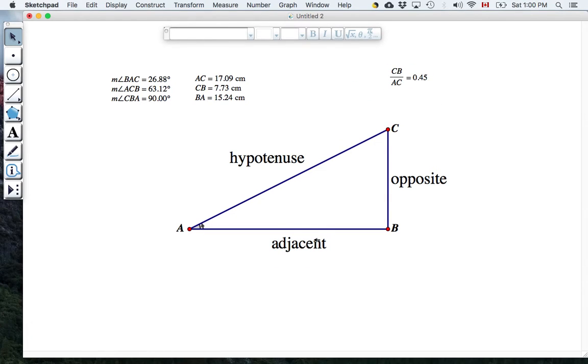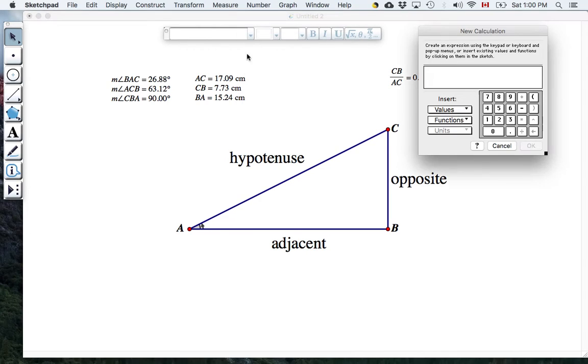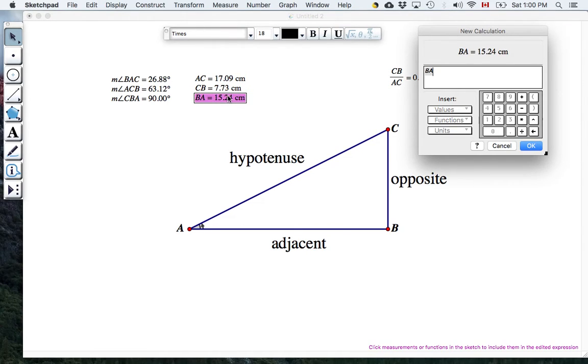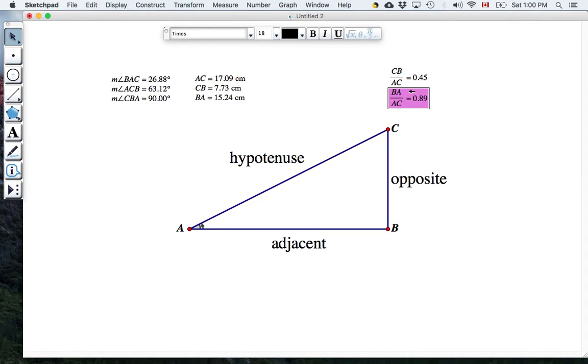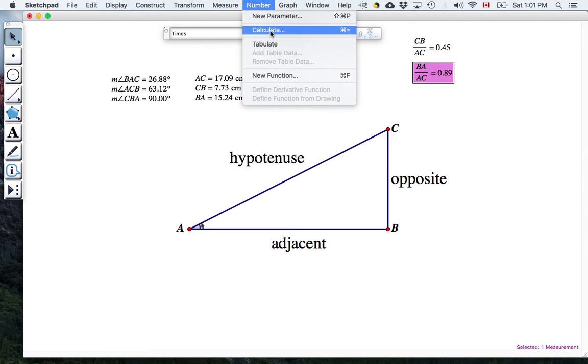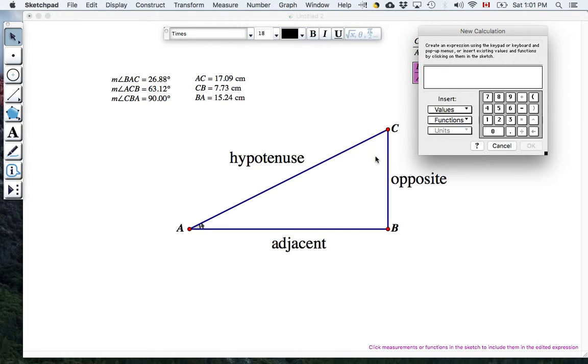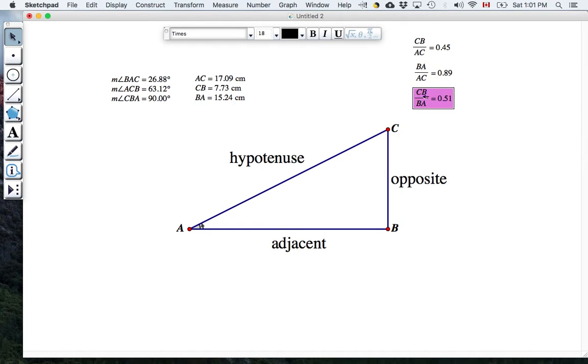Then we're going to do the adjacent over the hypotenuse if you're following along with the activity. So that's AB over AC. So number, calculate, AB divided by AC, the adjacent over the hypotenuse. And we get this one, 0.89. Okay, next we've got the opposite over the adjacent. So that's CB divided by AB. Okay, and that's 0.51.